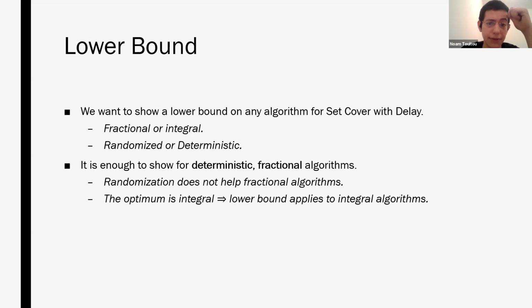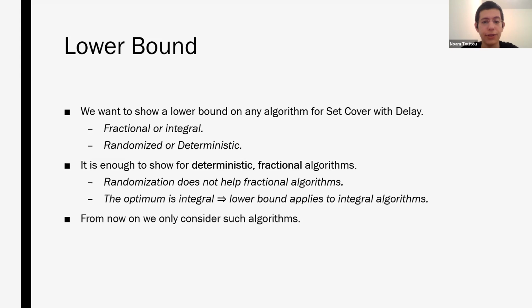It turns out that it's enough to show a lower bound that applies to deterministic fractional algorithms. The reasons for this are that randomization does not help fractional algorithms at all. It can be replaced with expectation deterministically. And also, the optimal solution that we're going to consider is integral. And thus, the lower bound that we show will apply also for integral algorithms. So henceforth, we're going to consider only deterministic fractional algorithms.